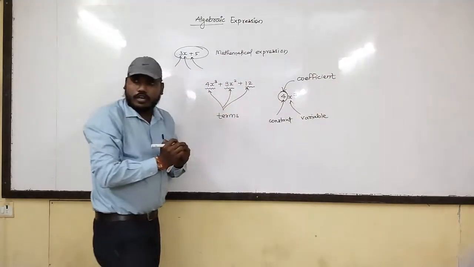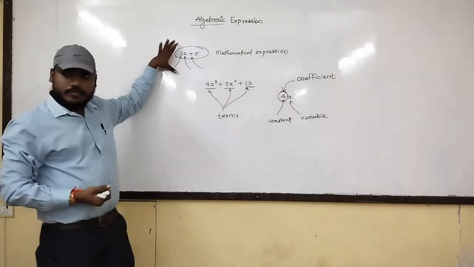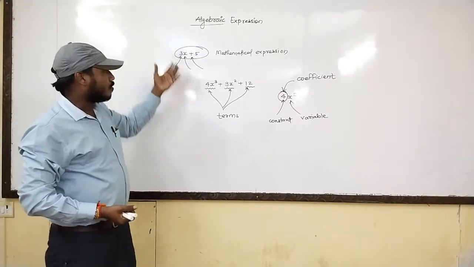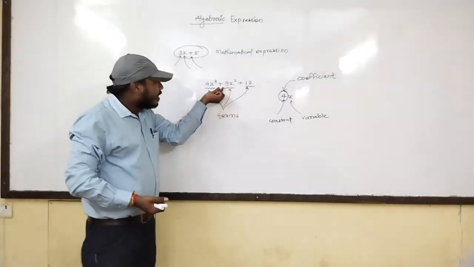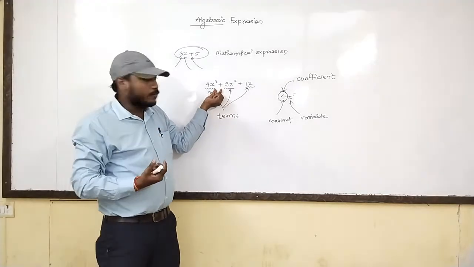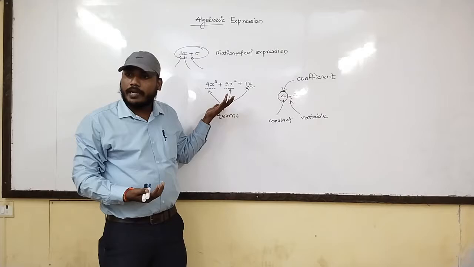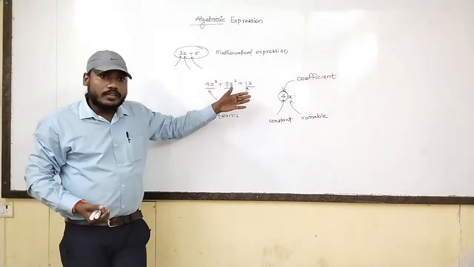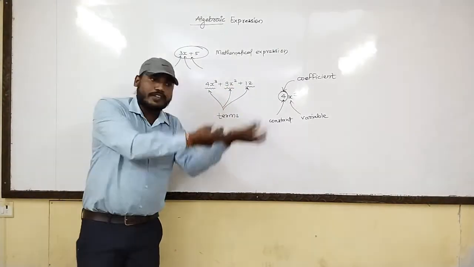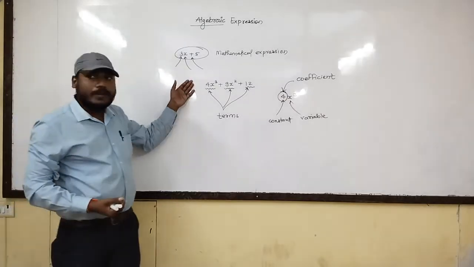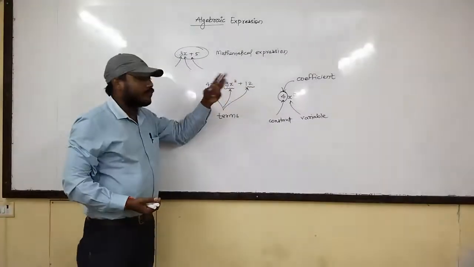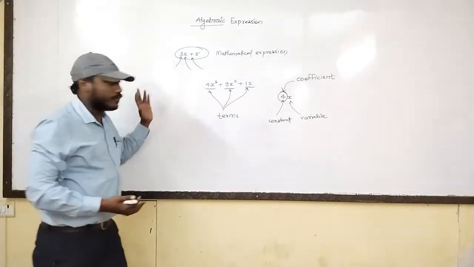Understood? So in an algebraic expression, we count the number of terms. How can we identify the terms? Very simple. In between two terms you will get a sign, plus or minus. Whenever you get a sign, before it we have one term and after it we also have a term. So in this expression we have 3 terms. Is it clear?